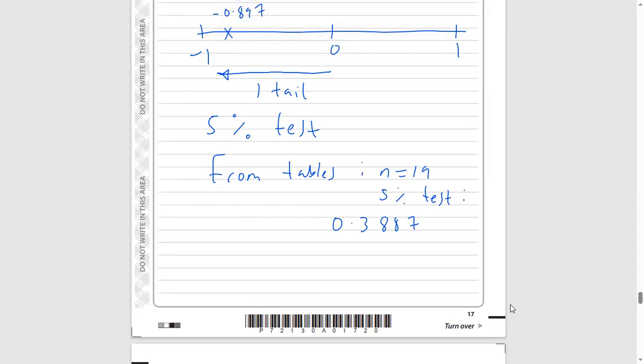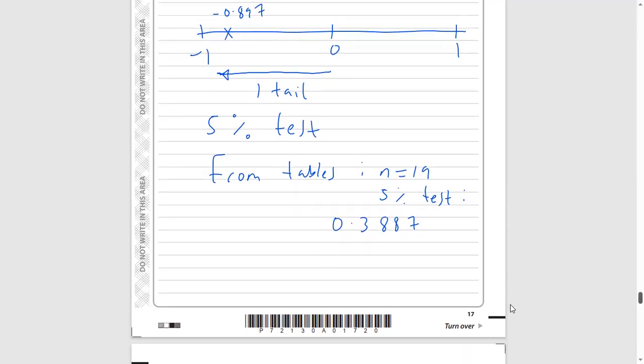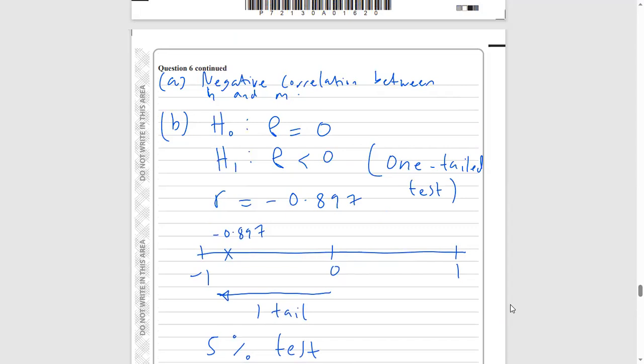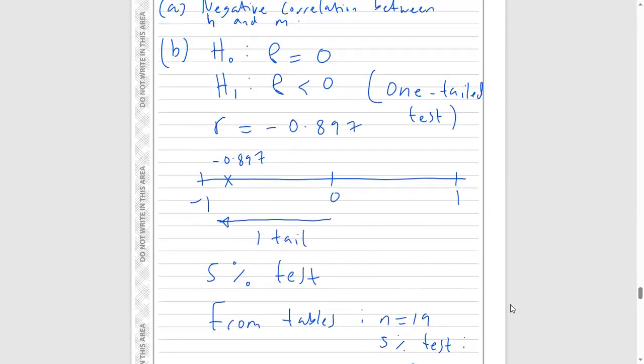Now obviously we're dealing with negative correlation coefficients because we're looking at a one-tail test below 0. So we're looking at correlation coefficients below 0, a negative one-tail test. So the critical value is not going to be 0.3887. The critical value is actually going to be negative 0.3887. That's because we're doing a one-tail test on the negative end of the number line, since we're dealing with negative correlations here.